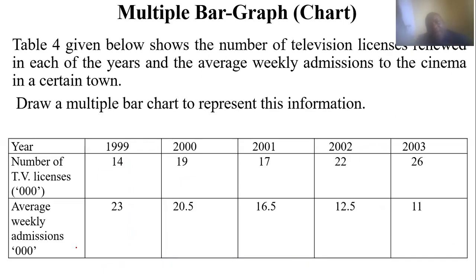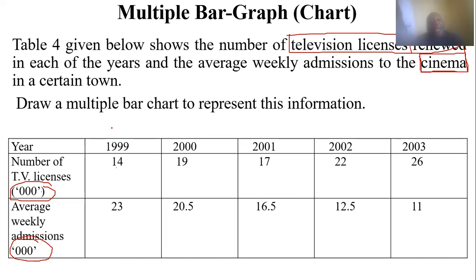there is a table here showing television licenses, for those people who have paid for the television, and those who like watching movies at the cinema hall. So in the year 1999, there are numbers, but I'm representing this data in thousands. I am not writing thousands in the main narration, but the three zeros show that this data is in thousands.